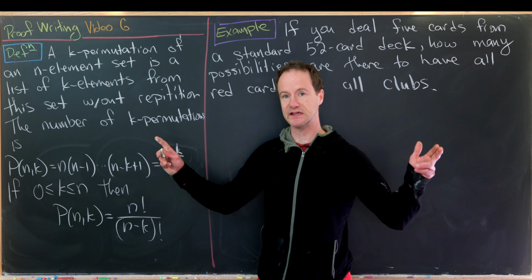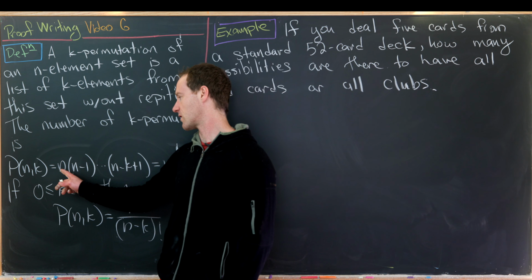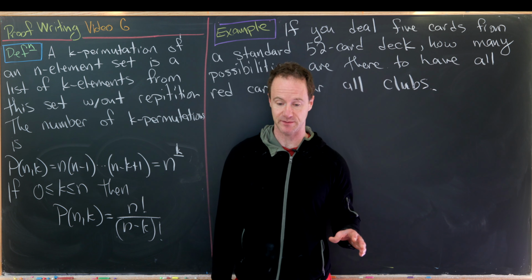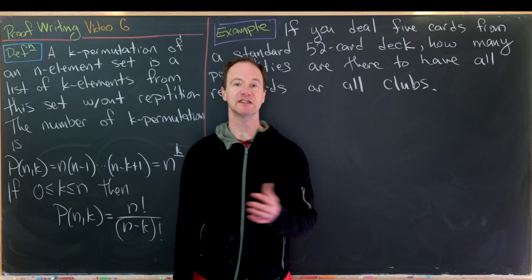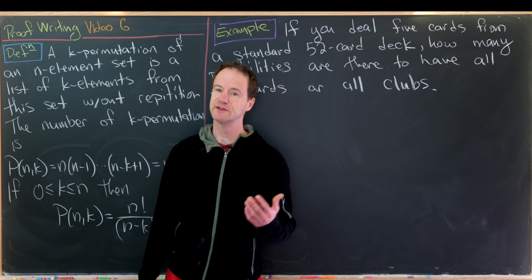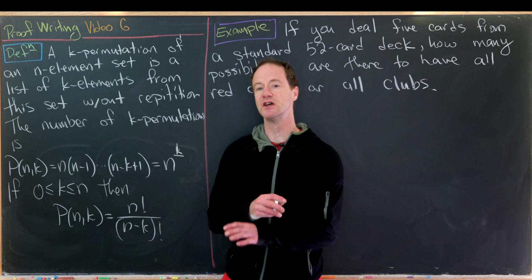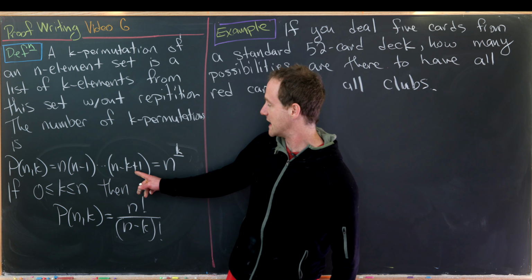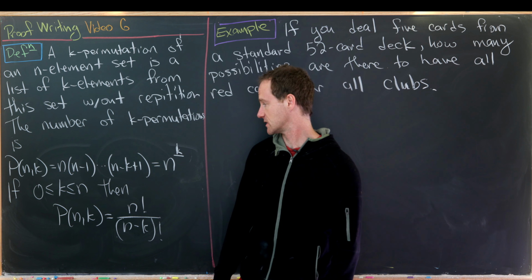So we're trying to make a list of length k from an n-element set. For our first choice, we have n possibilities. For that second choice, we have n minus 1 possibilities. That's because we've already used up one of the possibilities. For the third choice, we have n minus 2 possibilities. Again, because we've used up two possibilities, and so on and so forth. Way down here, for the kth choice, is n minus k plus 1 possibilities.